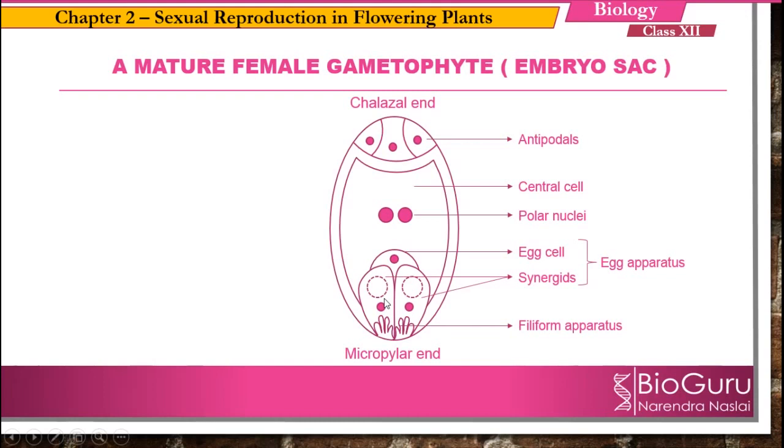And if you count the number of nuclei, you will find 8. Let us count. Towards the chalazal end, in the antipodals, there are 3 nuclei. Towards the center there are 2 polar nuclei. So 3 plus 2, 5. And towards the micropylar end, in the egg apparatus there are another 3 nuclei. So 5 plus 3, 8. So overall, a mature female gametophyte is a 7-celled, 8-nucleate structure.